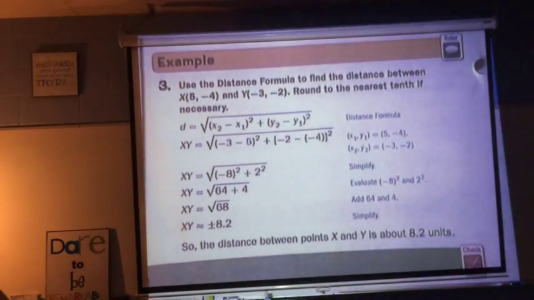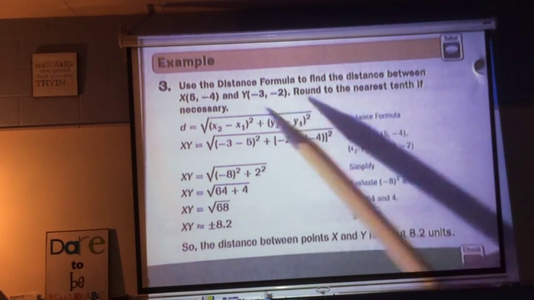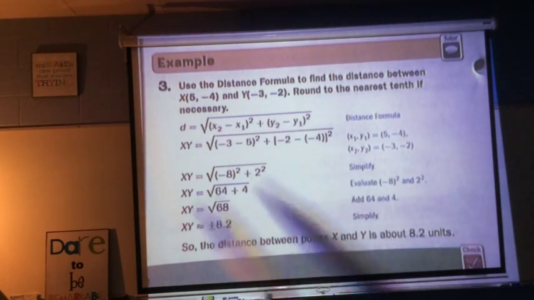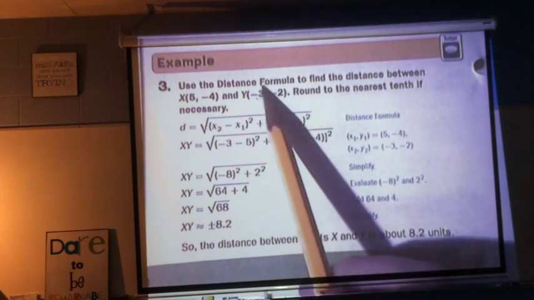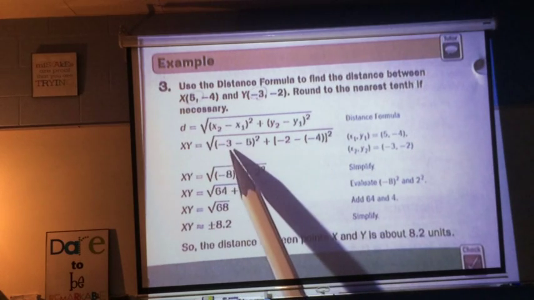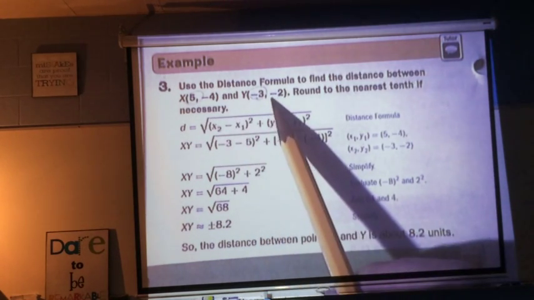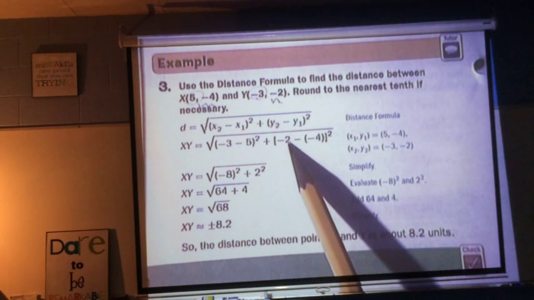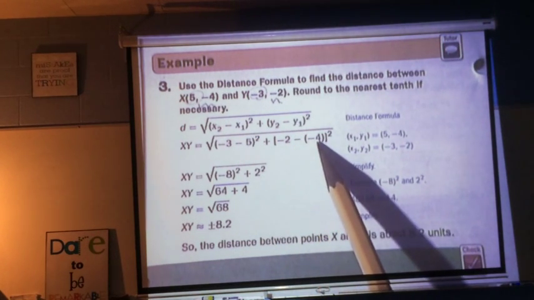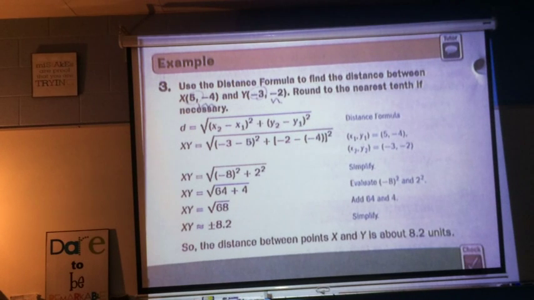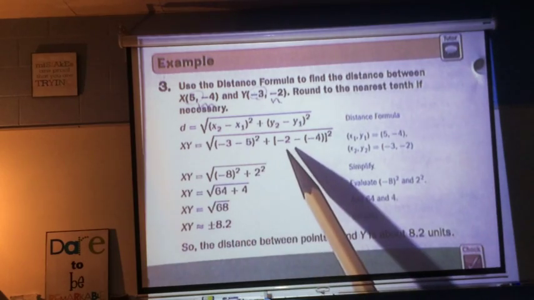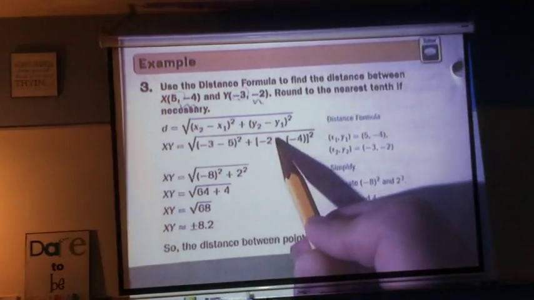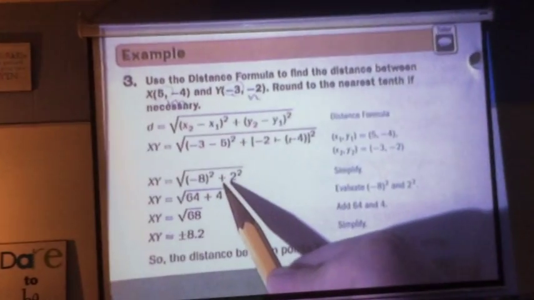Okay, last we're going to do example number 3 at the top of page 434. It says to use the distance formula to find the distance between point X and point Y. Round our answer to the nearest tenth. First, we're going to take our x values, x2 minus x1, so -3 minus 5, and y2 minus y1, which is -2 minus -4. First, do your operations inside your parentheses. -3 minus 5 is -8. -2 minus -4 is actually -2 plus 4, which is 2.